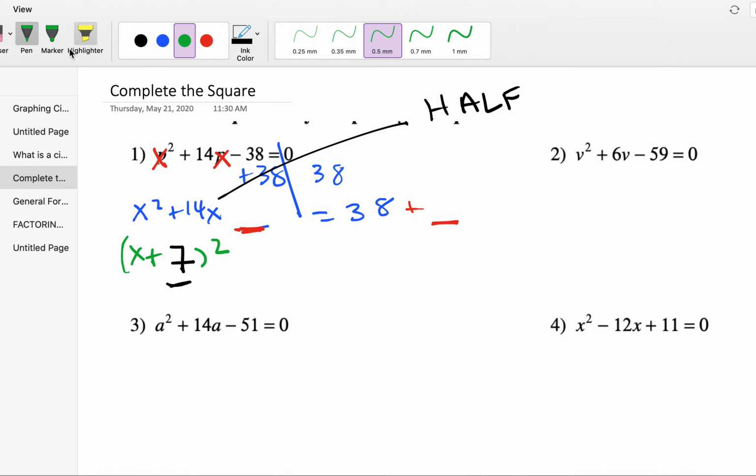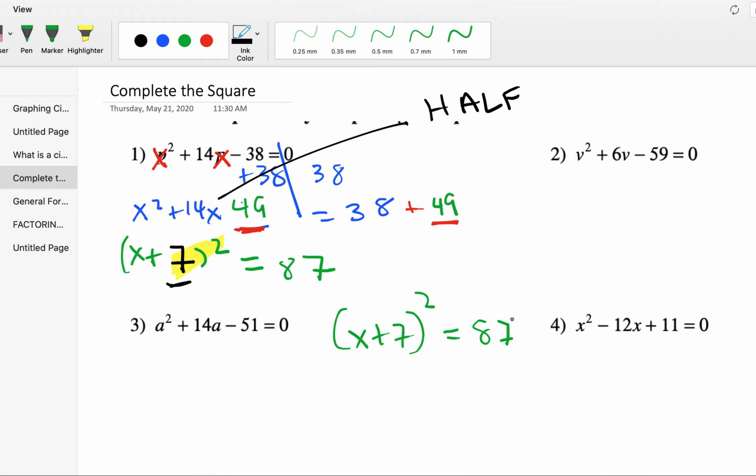So I'm going to take 7 squared. That's what's going to go right there. 7 times 7 is 49. So I'm going to add 49 to this side as well. And that's it. So 38 plus 49 is 87. And that's our perfect square. So our final answer is x plus 7 squared, we have it packed in a perfect square, equals 87.